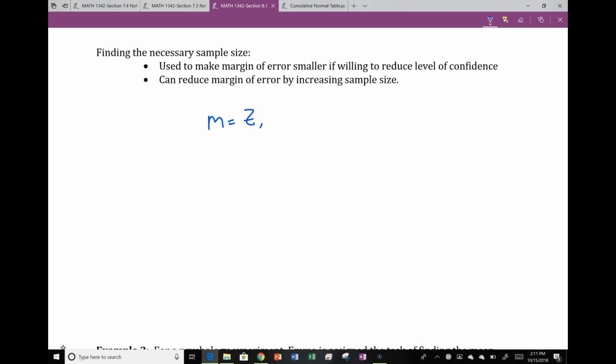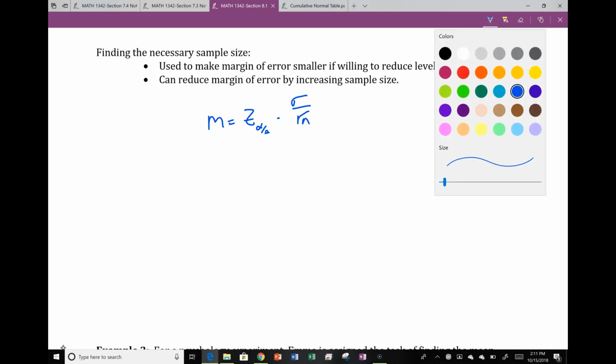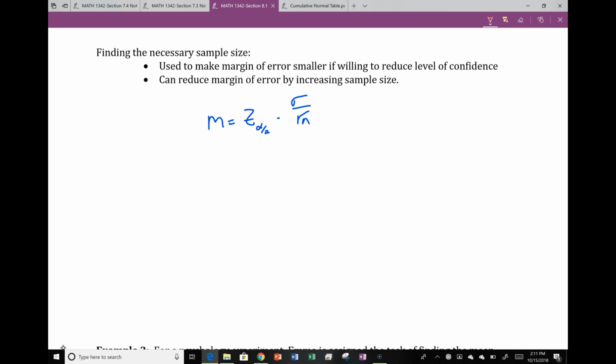Margin of error is z alpha divided by 2, that's our critical value, times our standard deviation divided by the square root of our sample size, n. But I want to know what sample size I have. So the first thing that I need to do is get this sample size out of my denominator. So I'm going to multiply both sides by the square root of n.